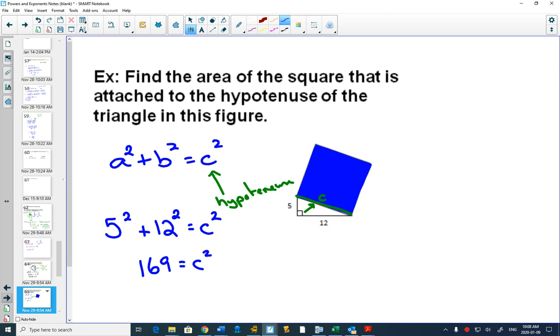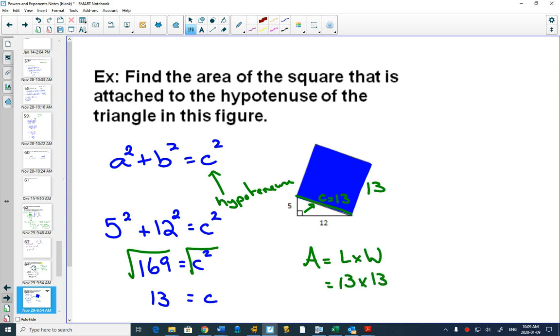Do you know how to get rid of a squared on your calculator? What's the opposite of squaring? Square rooting. So on your calculator, you would have to square root both sides. When you square root both sides, 13. So C is equal to 13. And this is a square. How do we find the area of that square? Length times width. 13 times 13 is 169.